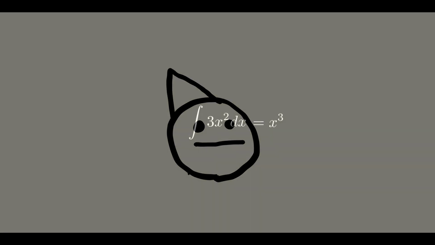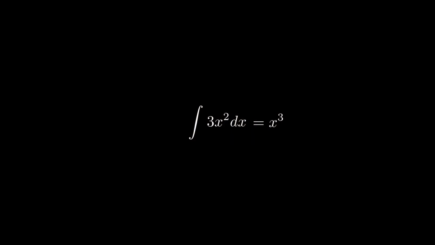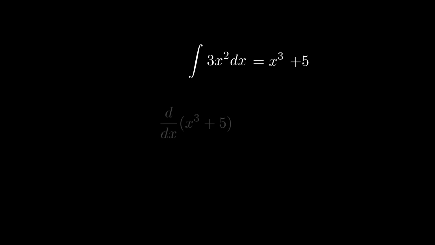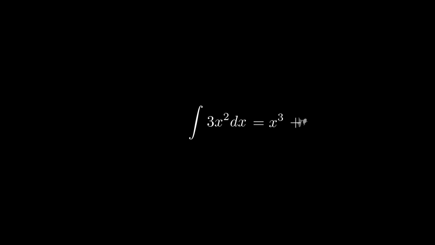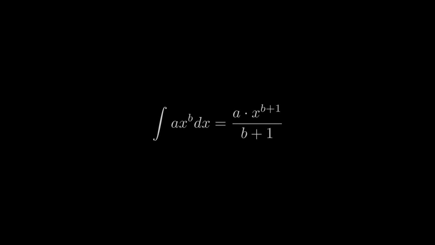Let's look at this example. So if we have this integral, then one possible solution would be x cubed. Now don't celebrate too early, because this is not the only answer, since it could also be x cubed plus 5, due to the derivative of x cubed plus 5 being 3x squared. So what should we do in this case? Just rewrite it as x cubed plus c, where c is a constant. So just any number you can think of.